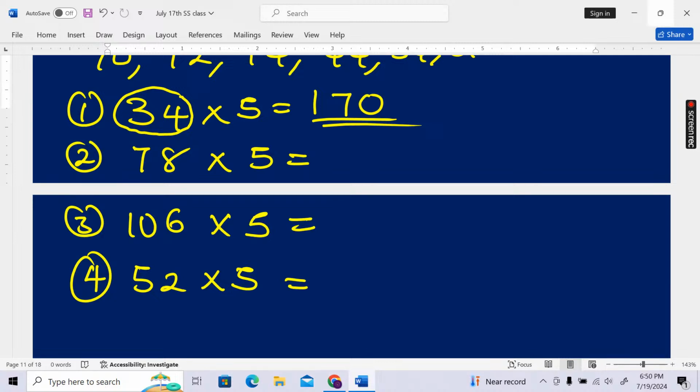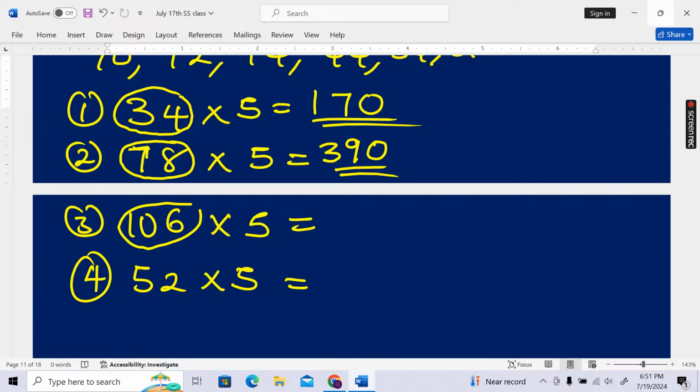Now, what is 78 times 5? What you need to do is to divide 78 by 2, and that will give us 39. Write down your answer and write 0 beside it. Now, let's look at the next one.